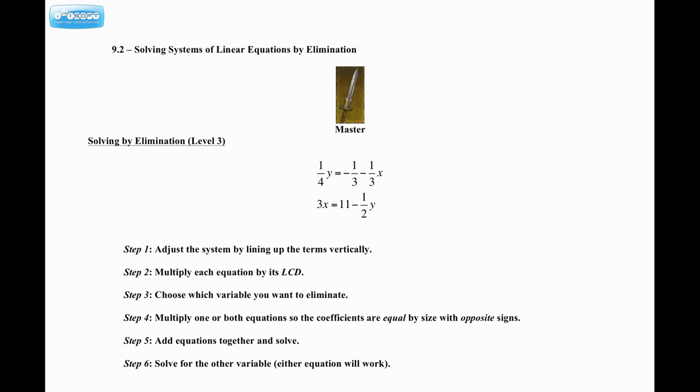Chapter 9, Section 2, this is solving systems of equations by elimination. Level 3. So, in fact, there's really not much difference between this and what was covered in the previous video.